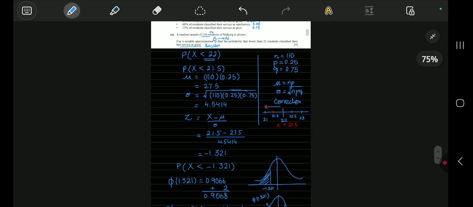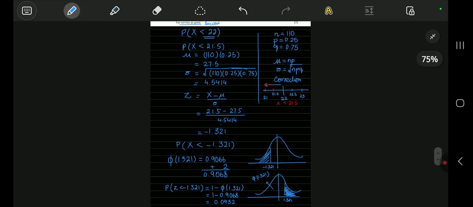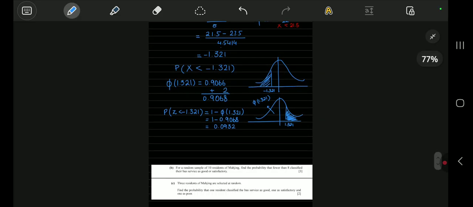Okay, and that's it. We have to first change the binomial to normal as your n was very large, and then you find the table value, and then you find the actual probability for the given z value. So it comes out to be 0.0932. Now let's move on to part B.